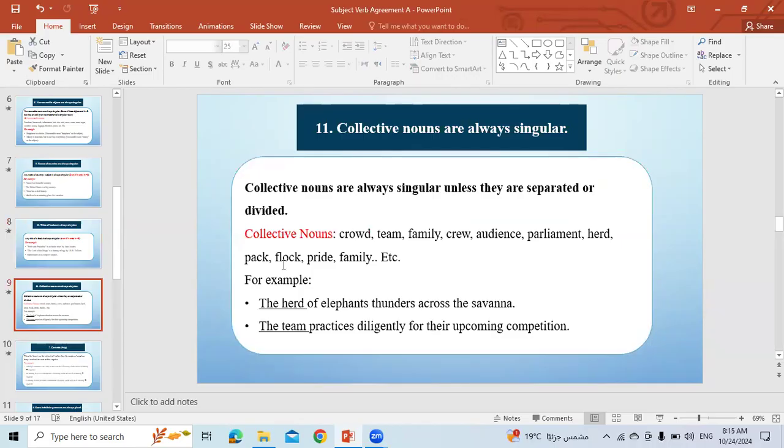Okay. Also, guys, we have something in English, you know, that it's called collective nouns. The things that in English come always as a collection, as a group. For example, crowd, family, team, audience. We say the audience is, my family is, my team is. Okay?